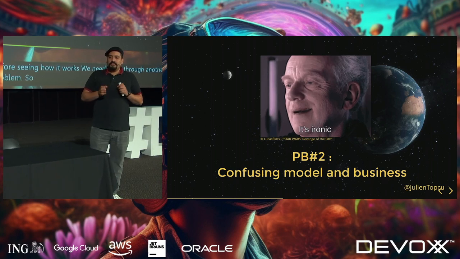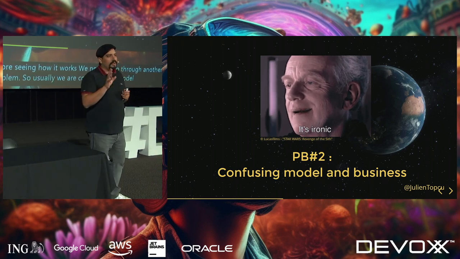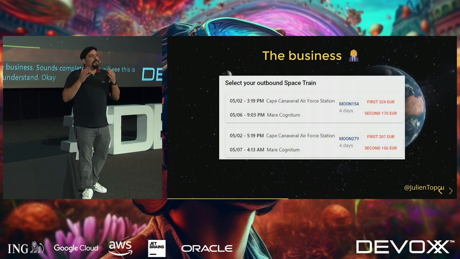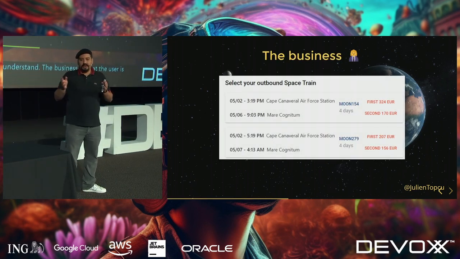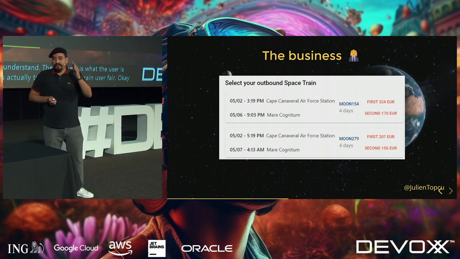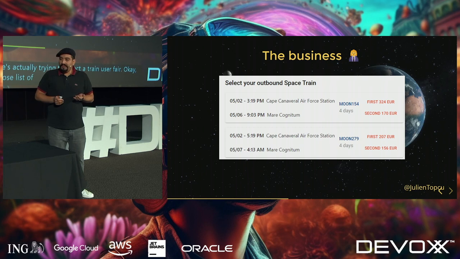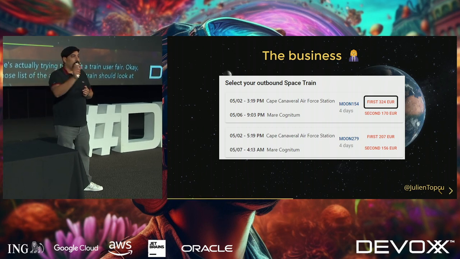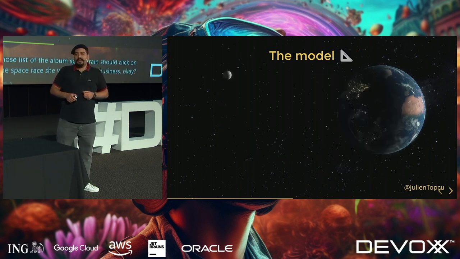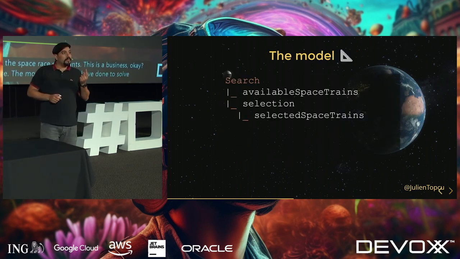So usually we are confusing the model and the business. Sounds complicated, but you will see this is pretty easy to understand. The business is what the user is doing. So she is actually trying to select a train user fare. Among this list of the outbound space trains, she will click on the fare of the space train she wants. This is the business, the feature. The model is what you have done to solve the problem in your code.